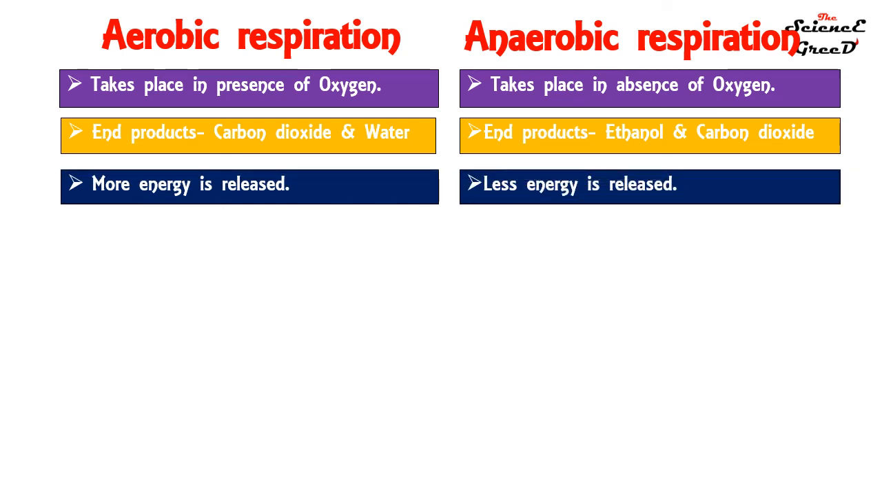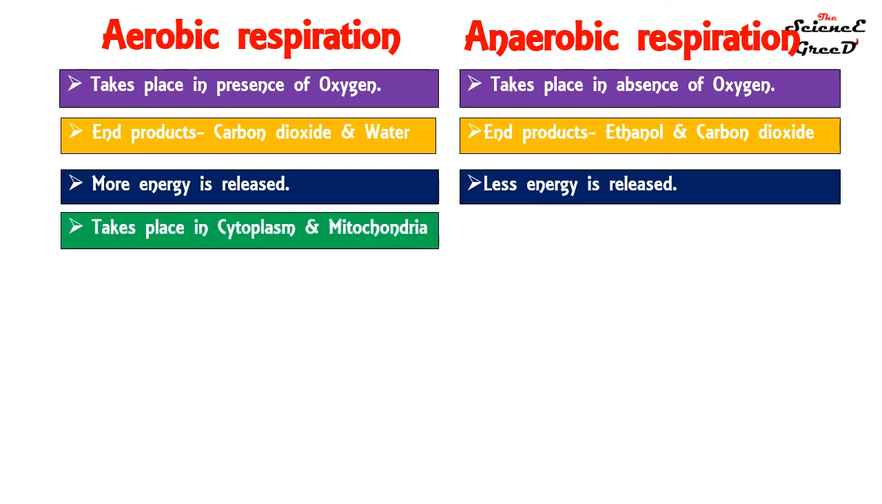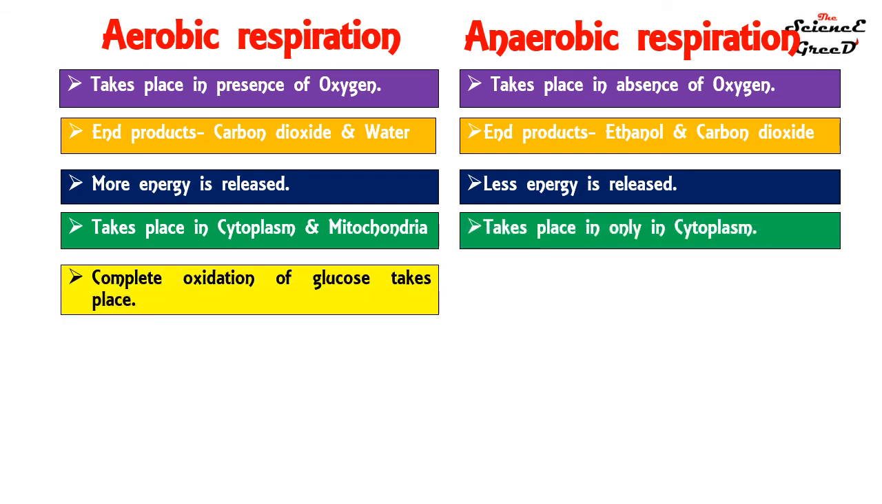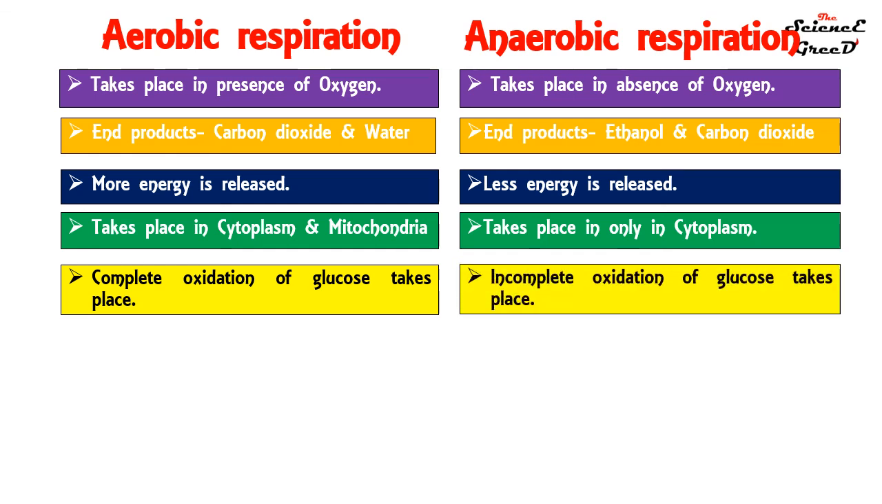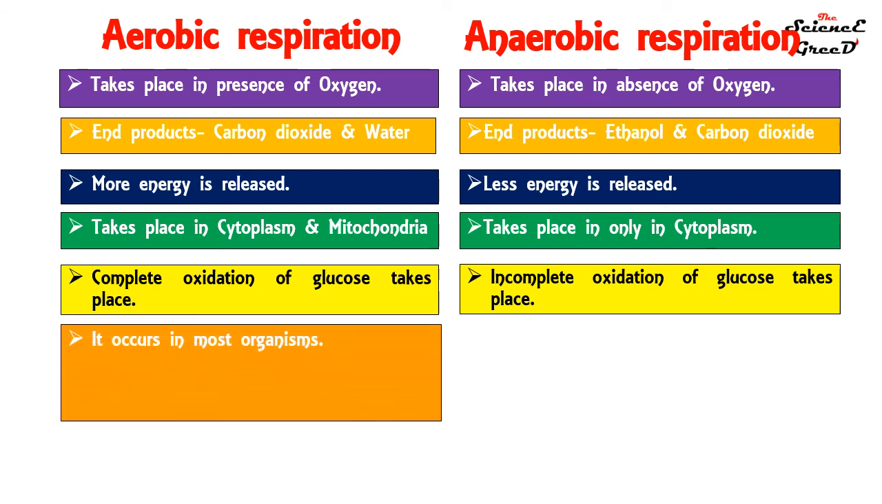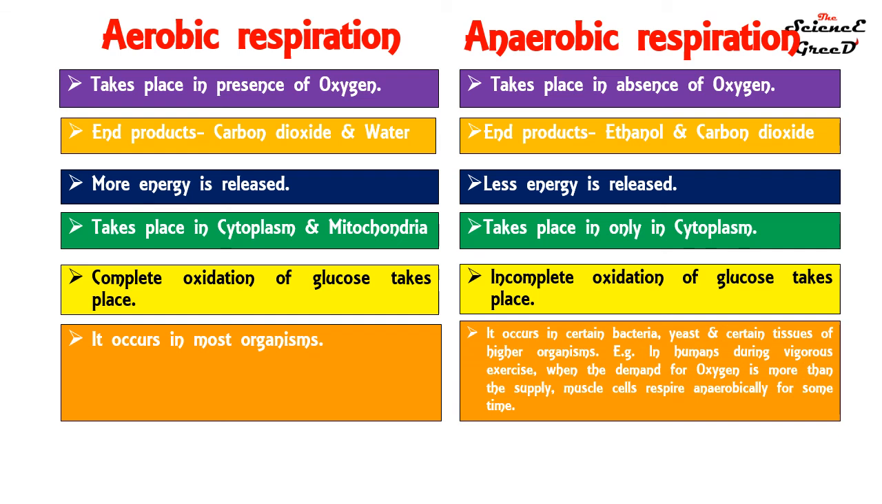Less energy is released in anaerobic respiration. Aerobic respiration takes place in cytoplasm and mitochondria. Anaerobic respiration takes place only in cytoplasm. Complete oxidation of glucose takes place in aerobic respiration. Incomplete oxidation of glucose takes place in anaerobic respiration. Aerobic respiration occurs in most organisms.